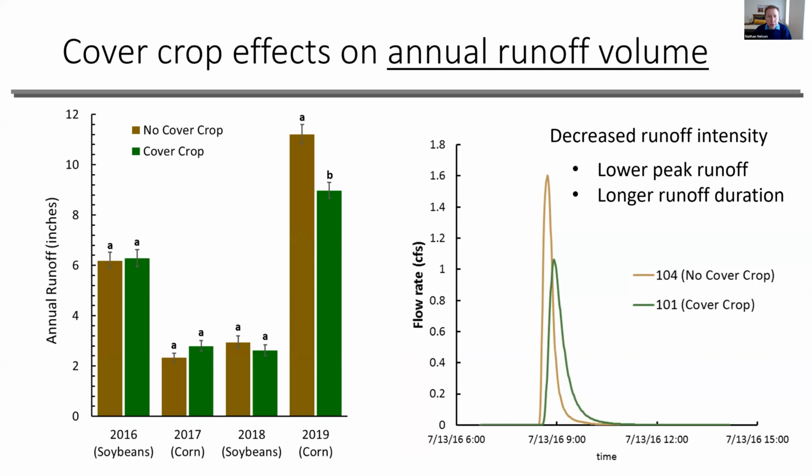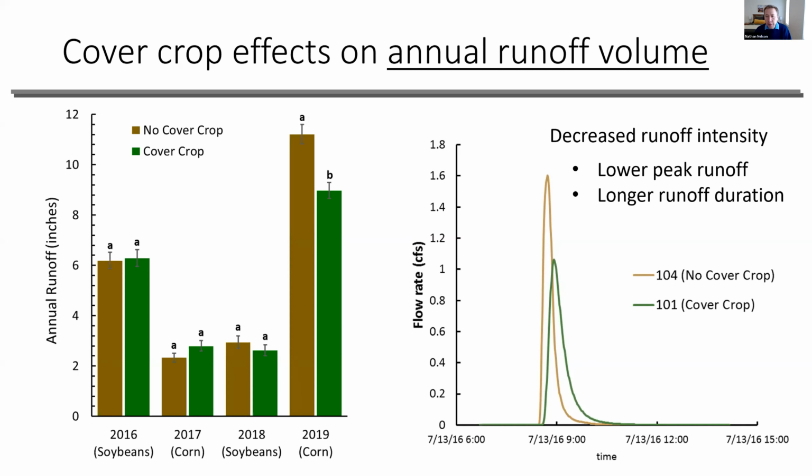So I'll jump into some of the results. First off, the effects of cover crops on runoff. This one bar graph here is just showing for each year of the study the total runoff from either the no cover crop plots or the cover crop plots. And we see that for the first 3 years of the study, no difference between our cover crop and no cover crop plots. In the 4th year of the study, much more runoff, much more rainfall that year. And there we did see an effect where the cover crops decreased runoff in that 1 year.